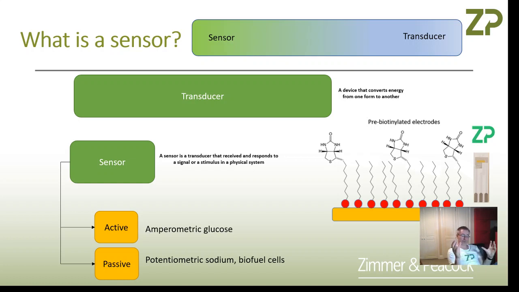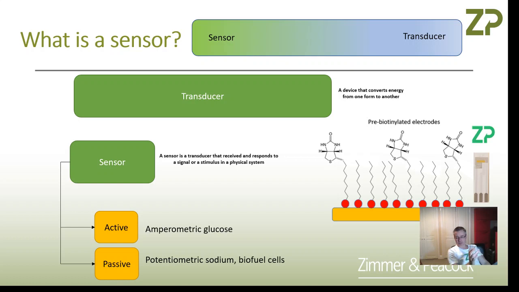Whereas transducer is more generic, it transforms energy from one form to another. A sensor is not so much interested in conversion of energy, it's sensing the physical system, and we get a signal from that response to something that changes in the physical system. So transducer is the overall term, and underneath there is sensor. Now underneath sensor you then have active and passive sensors. Whenever you hear me speak, I will always be talking about electrochemical sensors. So underneath this definition of sensor, we have active and passive.